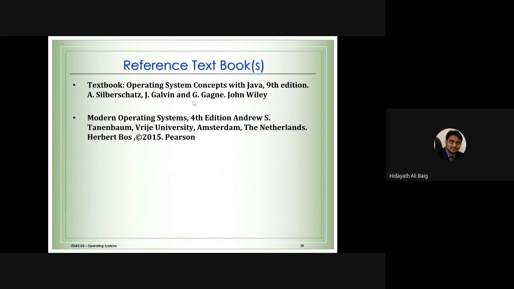And finally, today we talked about the concept of formatting, the concept of bad blocks, the concept of booting the hard disk, and how we manage the swap space. I hope you understand all the concepts properly. With this, we complete our course and the lecture.